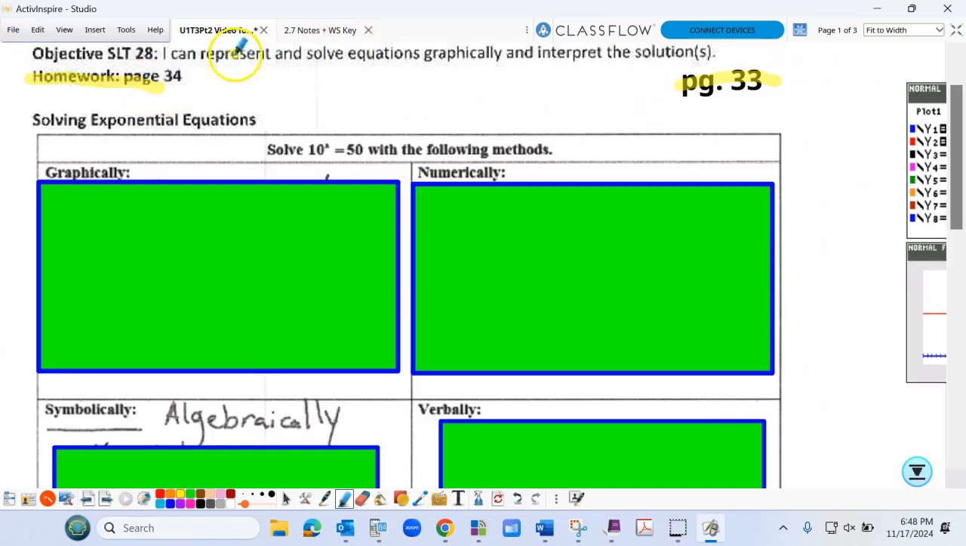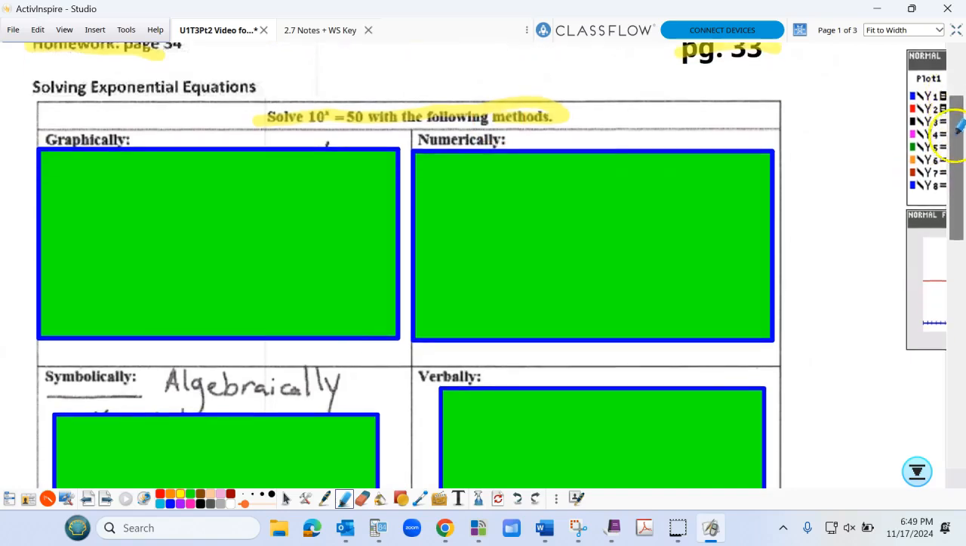Today's lesson is solving exponential equations. We will do it graphically, symbolically, which is algebraically, numerically and verbally. The first problem we're looking at on page 33 is 10^x = 50, and they're asking us to solve using these four methods I just described.